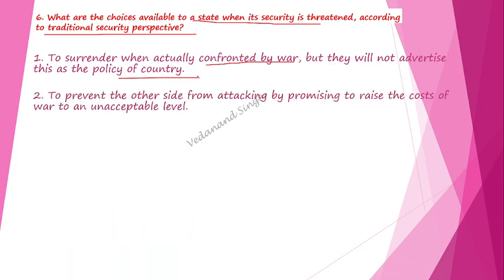And the second point is to prevent the other side from attacking by promising to raise the cost of war to an unacceptable level. Generally, you have to prevent the war by promising to raise the cost of the war to an unacceptable level.